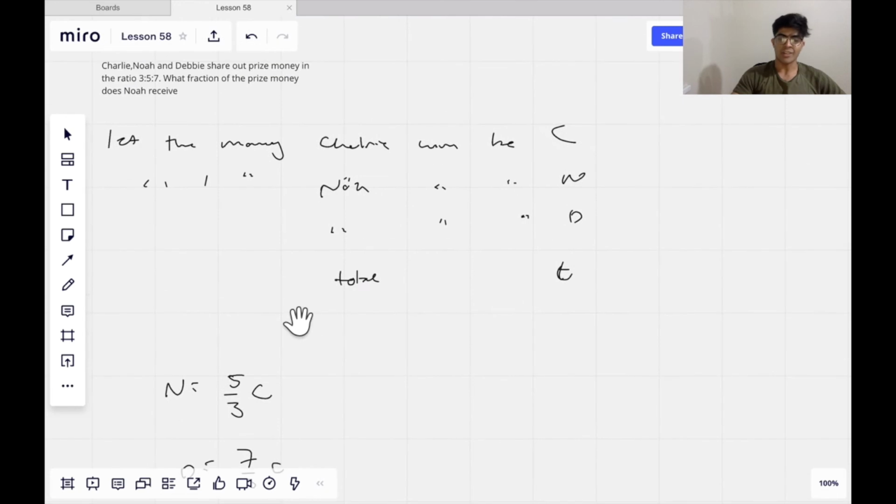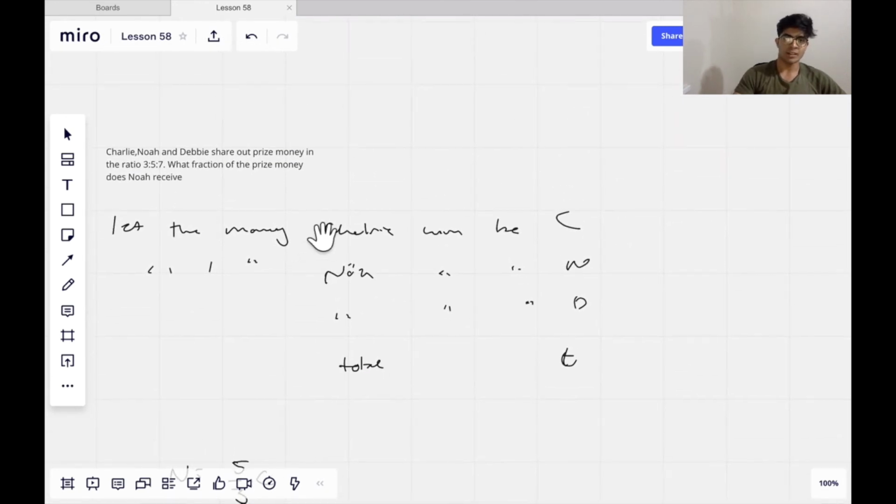So that's the longer way to do it algebraically. The quick, easy way I mentioned is that we add up all three of these numbers, which goes on the bottom: 3 plus 5 plus 7. Then we look at the one we're interested in, which is Noah. Noah is 5, the middle one, and that's the fraction of the total. So that is equal to 5 over 3 plus 7 plus 5.